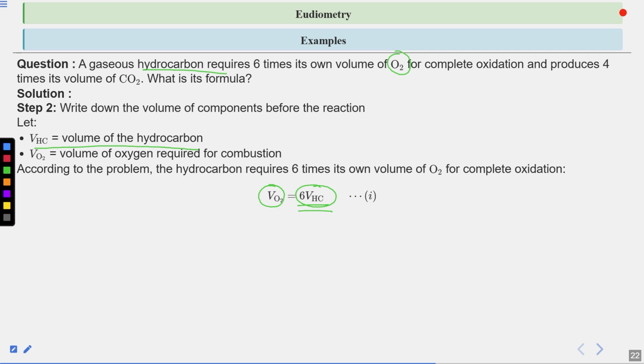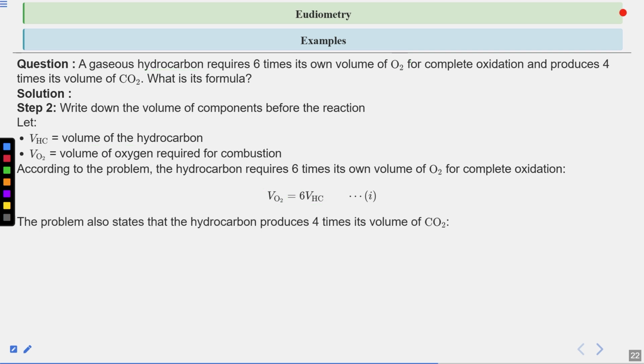So we are using VHC, it's simply a notation, nothing to worry about. It is simply a notation for the volume of the hydrocarbon. So this was the first information that was given in the question. Now, what was the second information? It says that the volume of carbon dioxide that is produced is 4 times the volume of hydrocarbon. So these are the two things that are given in the question.